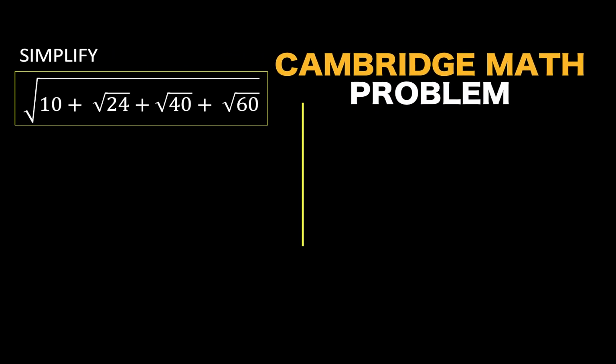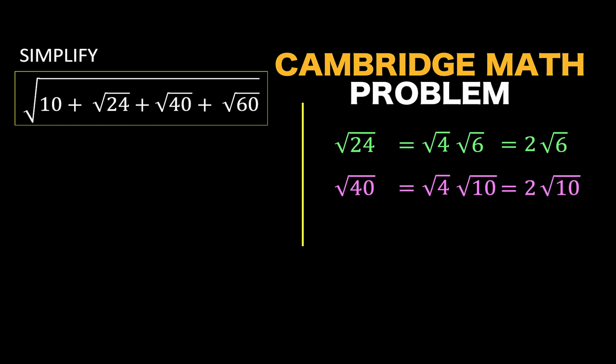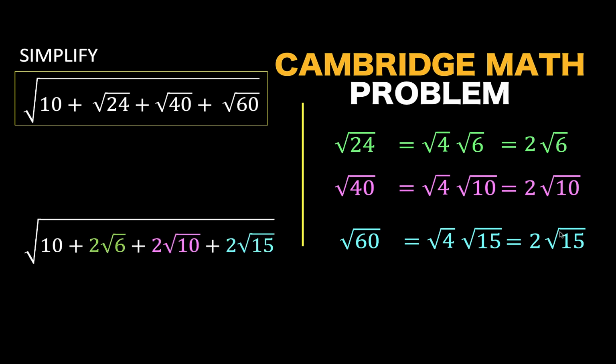Let's begin by simplifying this square root of 24. We can write this as square root of 24 equals square root of 4 times square root of 6. But square root of 4 is a perfect square that is equal to 2, then copy square root of 6. That is our simplified form of square root of 24. Let's do the same for square root of 40, that is equal to 2 square root of 10, and square root of 60 is equal to 2 square root of 15. Now let's replace square root of 24, square root of 40, and square root of 60 by these three results to arrive at this.